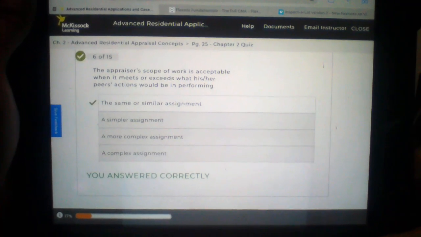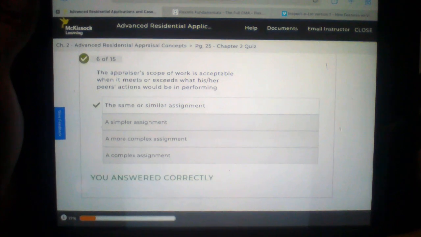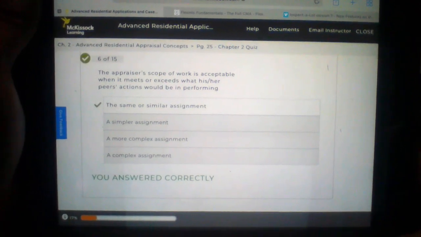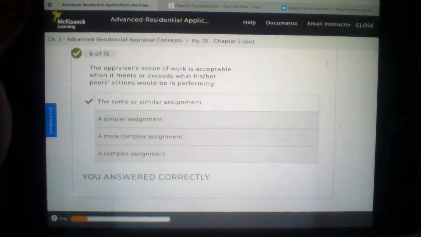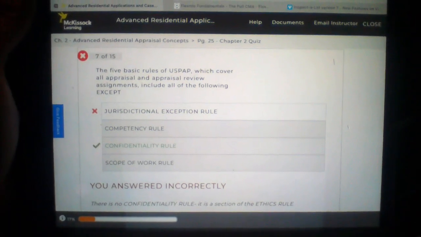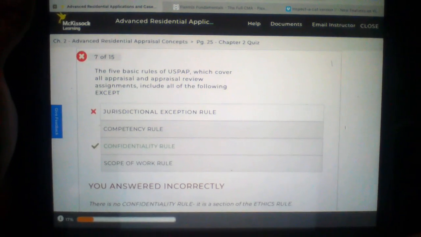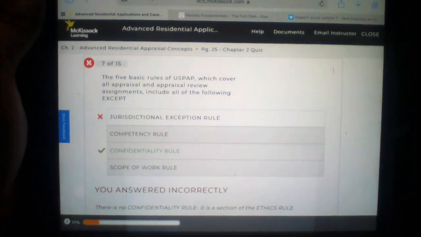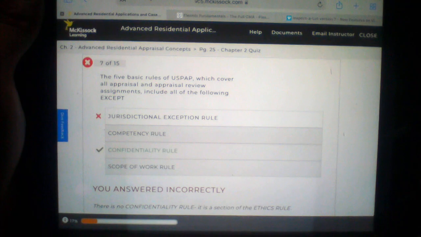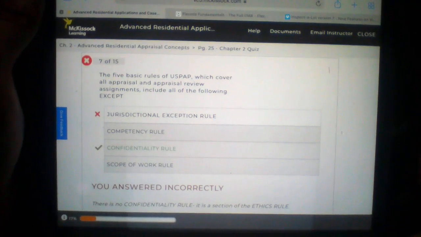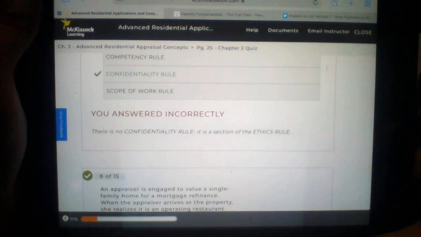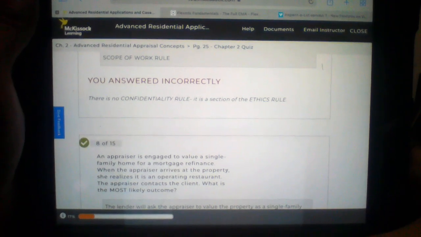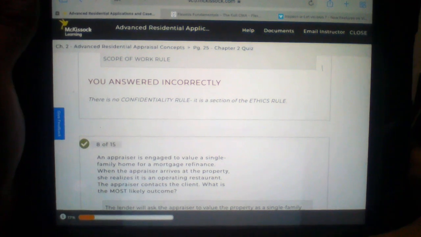Number 6, the appraiser's scope of work is acceptable when it meets or exceeds what his/her peers' actions would be in performing, you said, the same or similar assignment, and that was correct. Number 7, the 5 basic rules of USPAP, which cover all appraisal and appraisal review assignments, including all of the following, except, you said, the jurisdictional exemption rule, and that was incorrect. The correct answer was the confidentiality rule. There is no confidentiality rule. It is a section of the ethics rule.